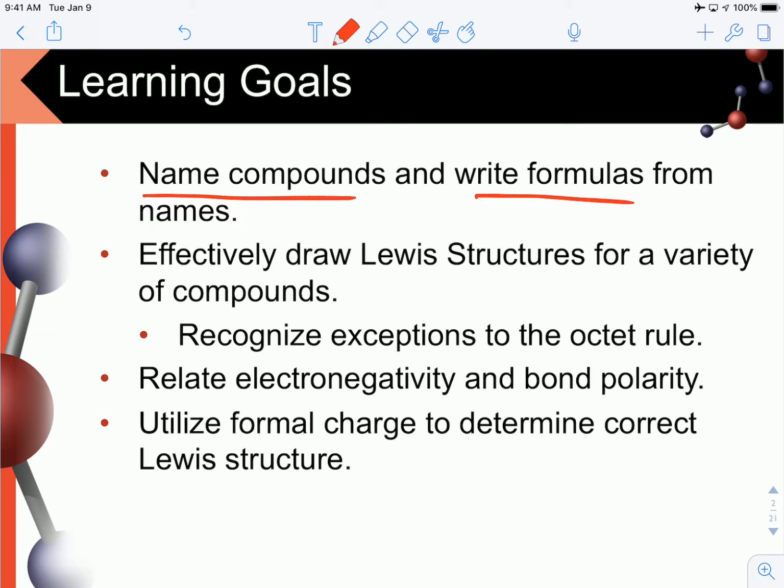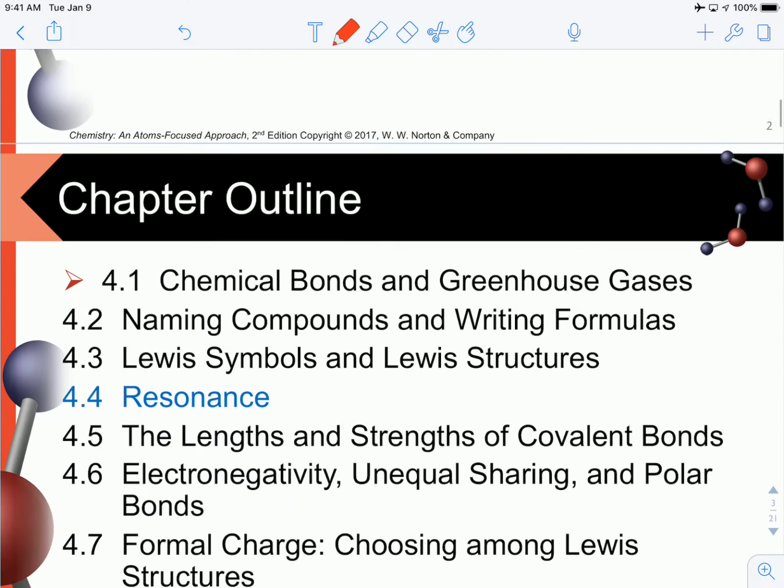The big part of the chapter really is Lewis structures, and that is really the heart of the chapter, and I can't stress this enough. You have to master Lewis structures to do well on this exam, and because it ties into Chapter 5 too, and you can't do Chapter 5 without understanding Lewis structures. Ultimately, this really is about being able to understand Lewis structures, and there is also electronegativity and bond polarity that's important.